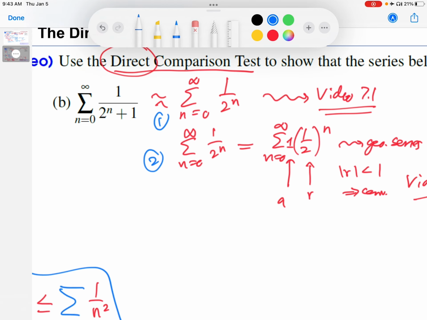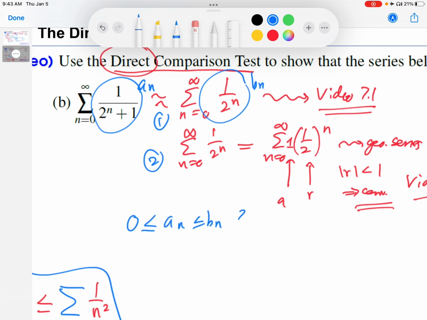So we know that the series now converges, the one we're comparing it to, right? This is our bn. So now looking at our an, we're going to run through the checks, right? Hopefully we can get this inequality set up. And then I will know by the direct comparison test that the series an, because it's less than or equal to the series bn, because this converges, that will converge. Okay, so now let's set up our inequality.